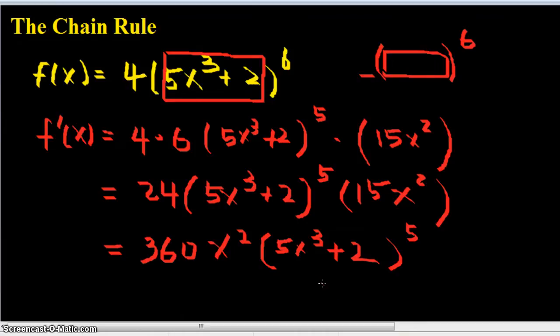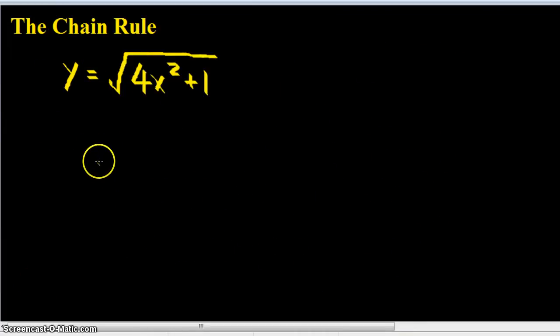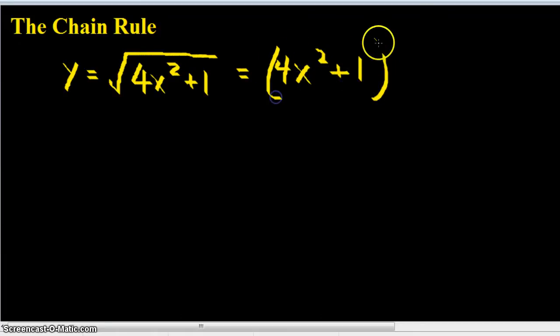Alright, let me show you another example. Here is another example: y is equal to the square root of 4x squared plus 1. It's always easier for us to write the radical signs using exponents, so I can change this to (4x squared plus 1), and the whole thing to the power of half.